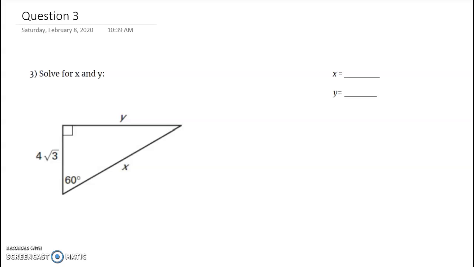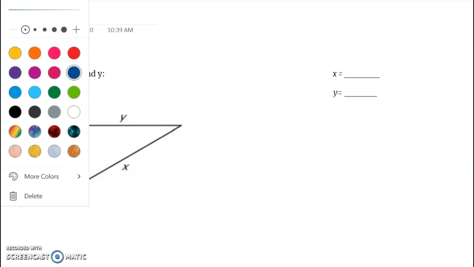Alright, so I just wanted to go over the 3 questions that we saw on the self-assessment, just in case you're still not sure how to do this. So in question 3, we had a special right triangle. And when you see the 60 degrees, I want you to try to think back to our little interactivity where you drew squares and isosceles triangles.